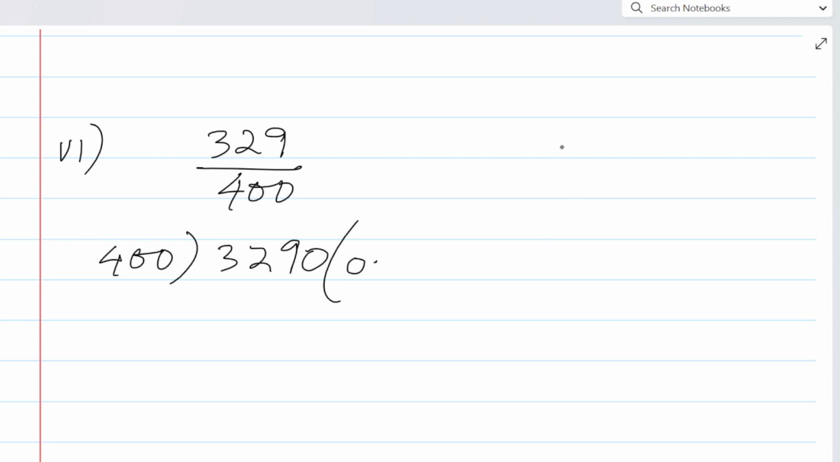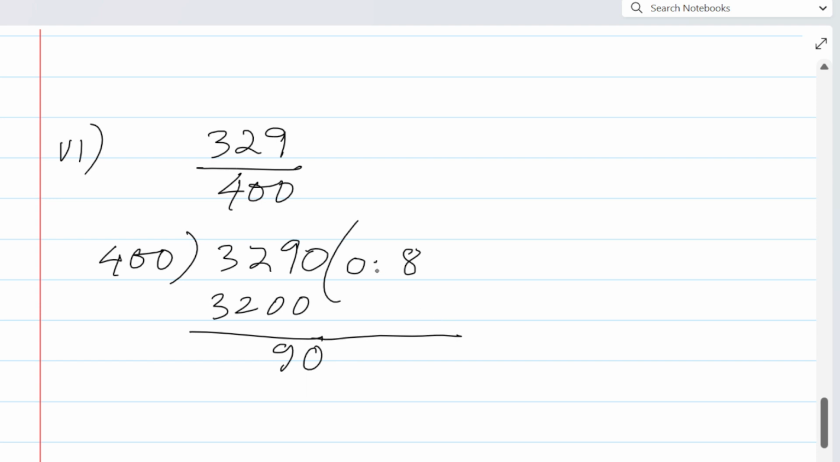Okay, so you just see here 400 into 8 is 3200. That means it's coming near to this 3290. That means I can take 8. And this is 3200. Again, if I subtract, I'll get 90. For this decimal point, I'll get 10 free.